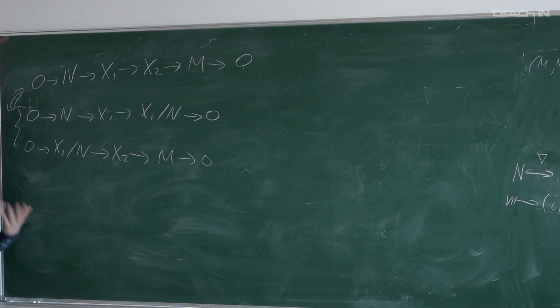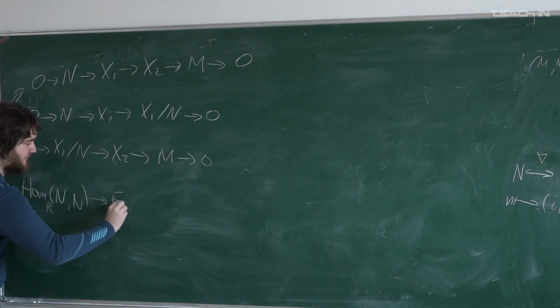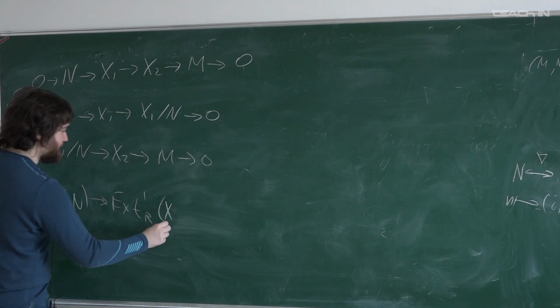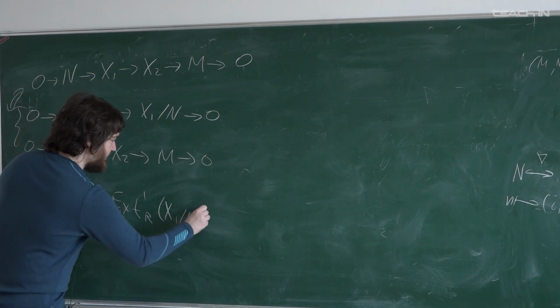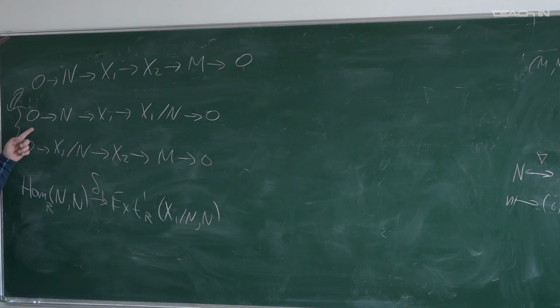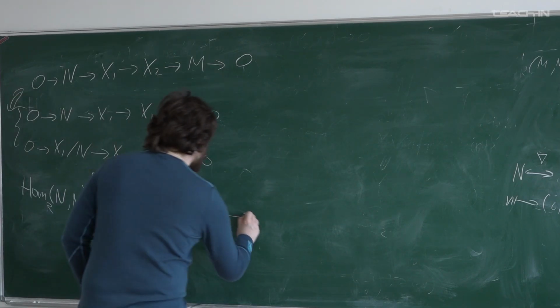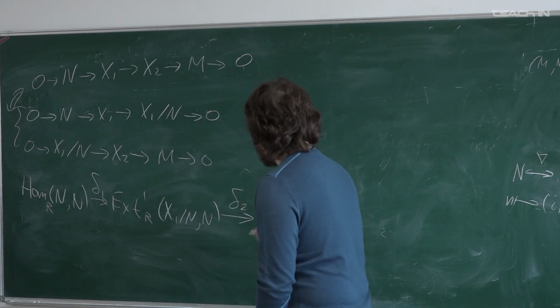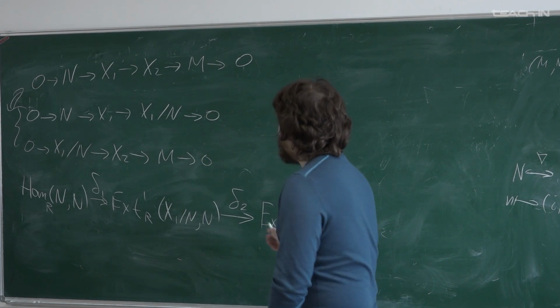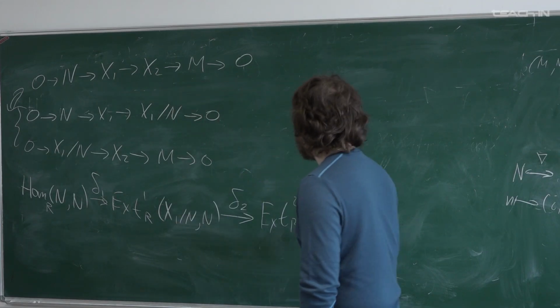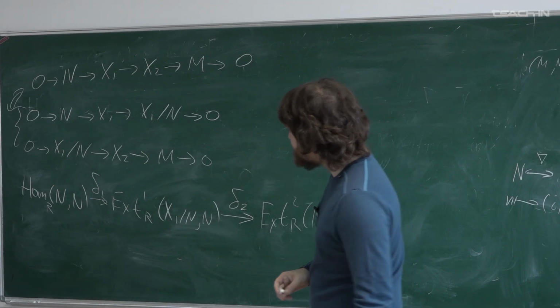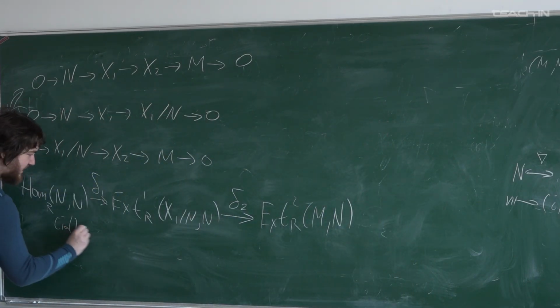Now apply Hom into N. Again, I have the boundary map from Hom(N, N) from the first short exact sequence to Ext1 of the first quotient and N. And from the second short exact sequence I obtain the second boundary map, from Hom(N, N) to Ext1(M, ...). Now I can consider the identity and obtain this class.